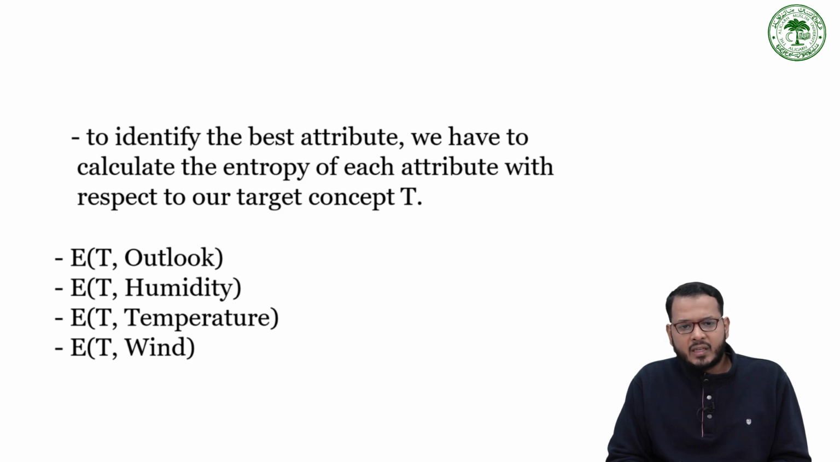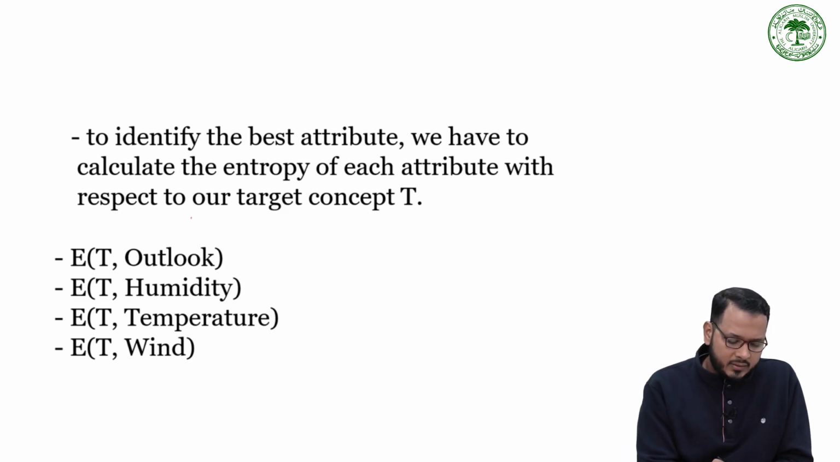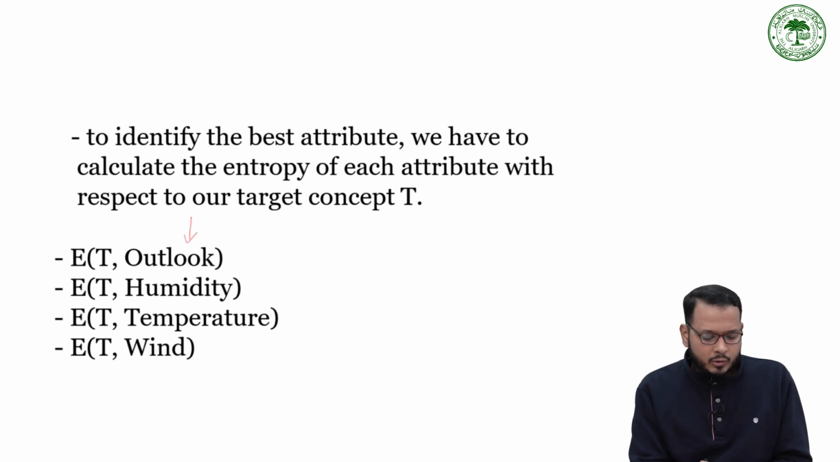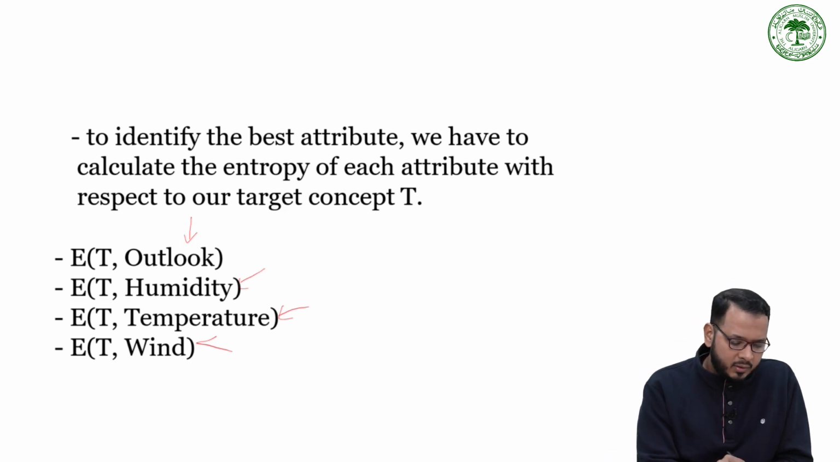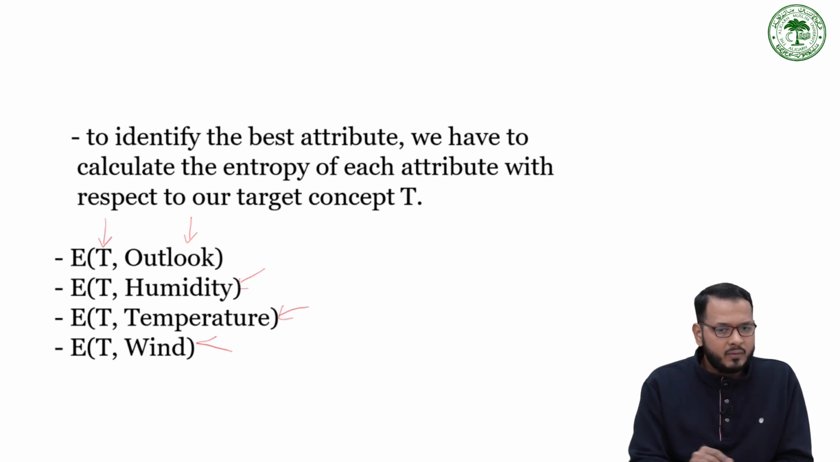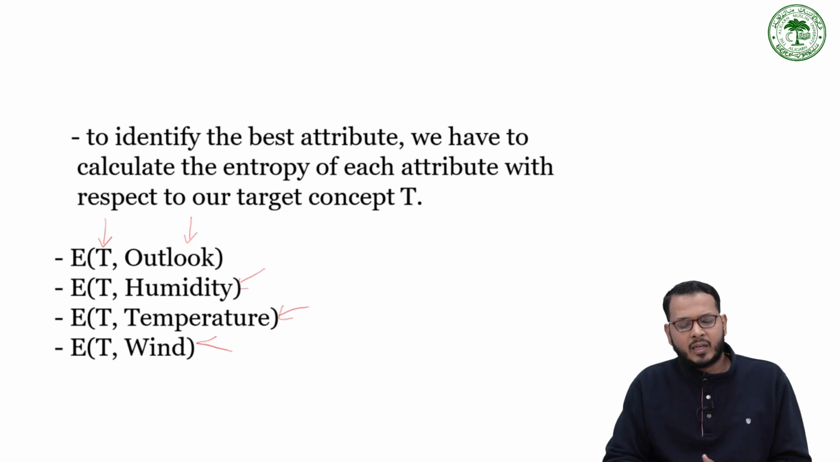The first question obviously is to identify the best attribute. That is, which attribute should come on the top. For that, we have 4 possible choices. Either outlook should come on the top, or humidity, or temperature, or the wind. For that, we will calculate the entropy of each of these attributes with respect to our target concept, which is play ball. We are representing it here with T, and we will calculate the entropy for all these attributes, and we will pick the one which gives us the minimum entropy.